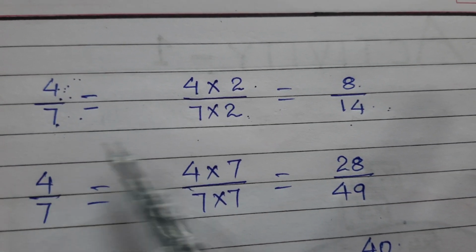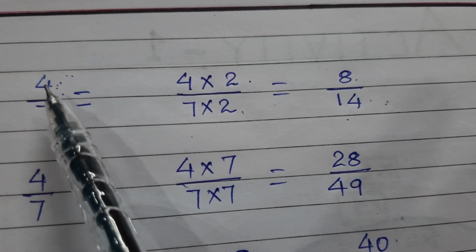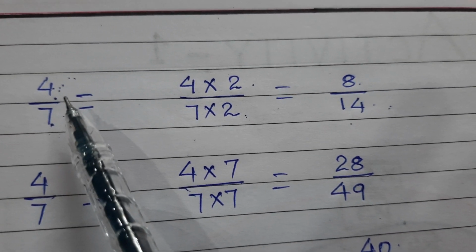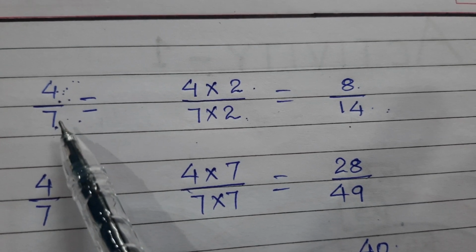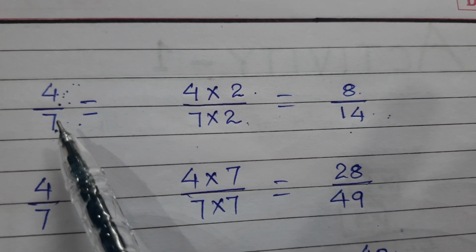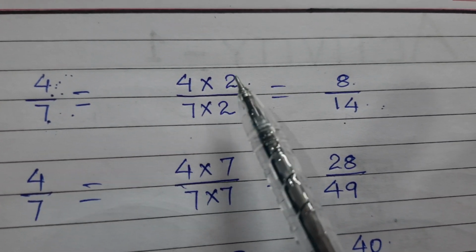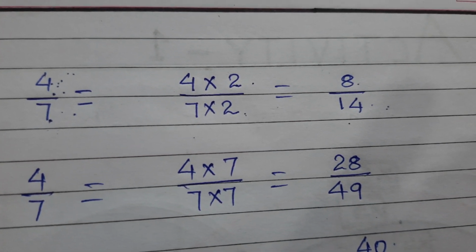One thing you have to remember, for finding equivalent fractions you have to multiply the numerator and denominator with the same number, not by a different number. When you multiply the numerator and the denominator by different numbers, you get a wrong answer. For equivalent fractions you have to multiply the numerator and the denominator with the same number.